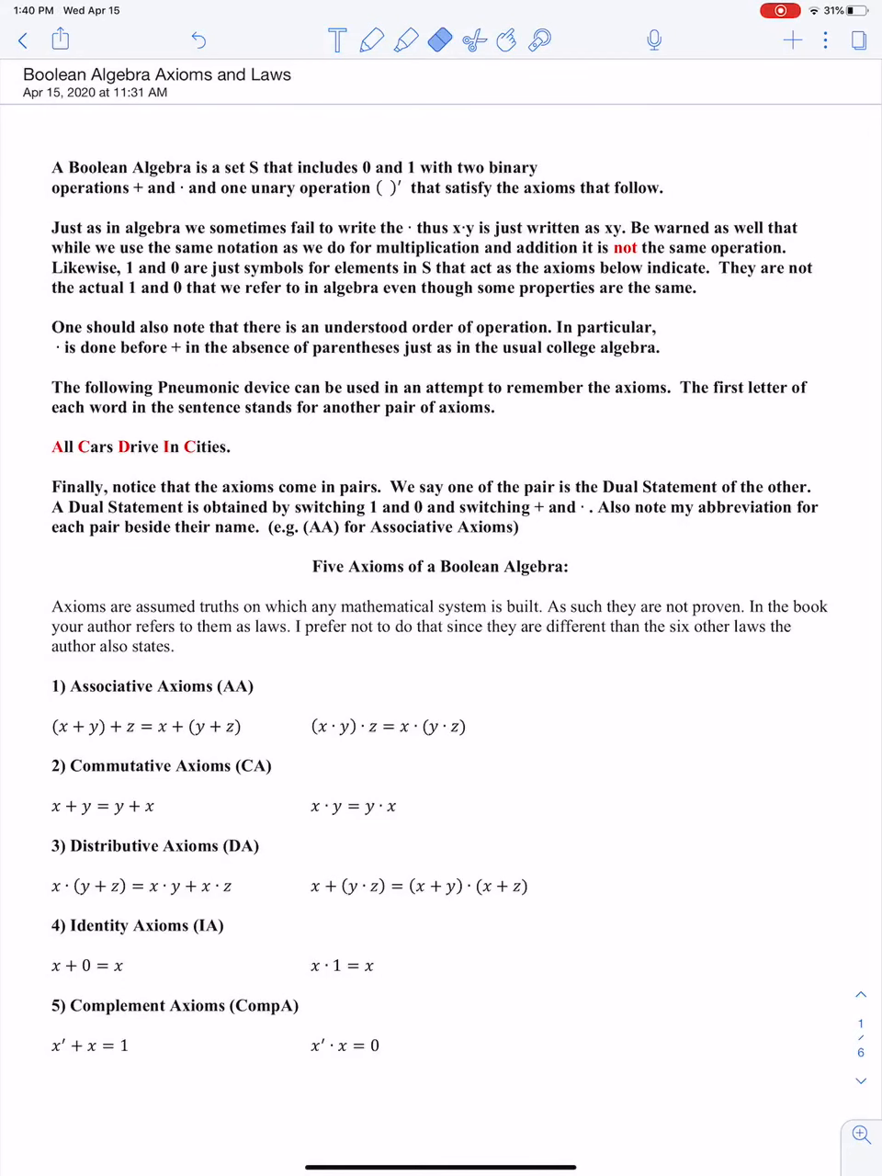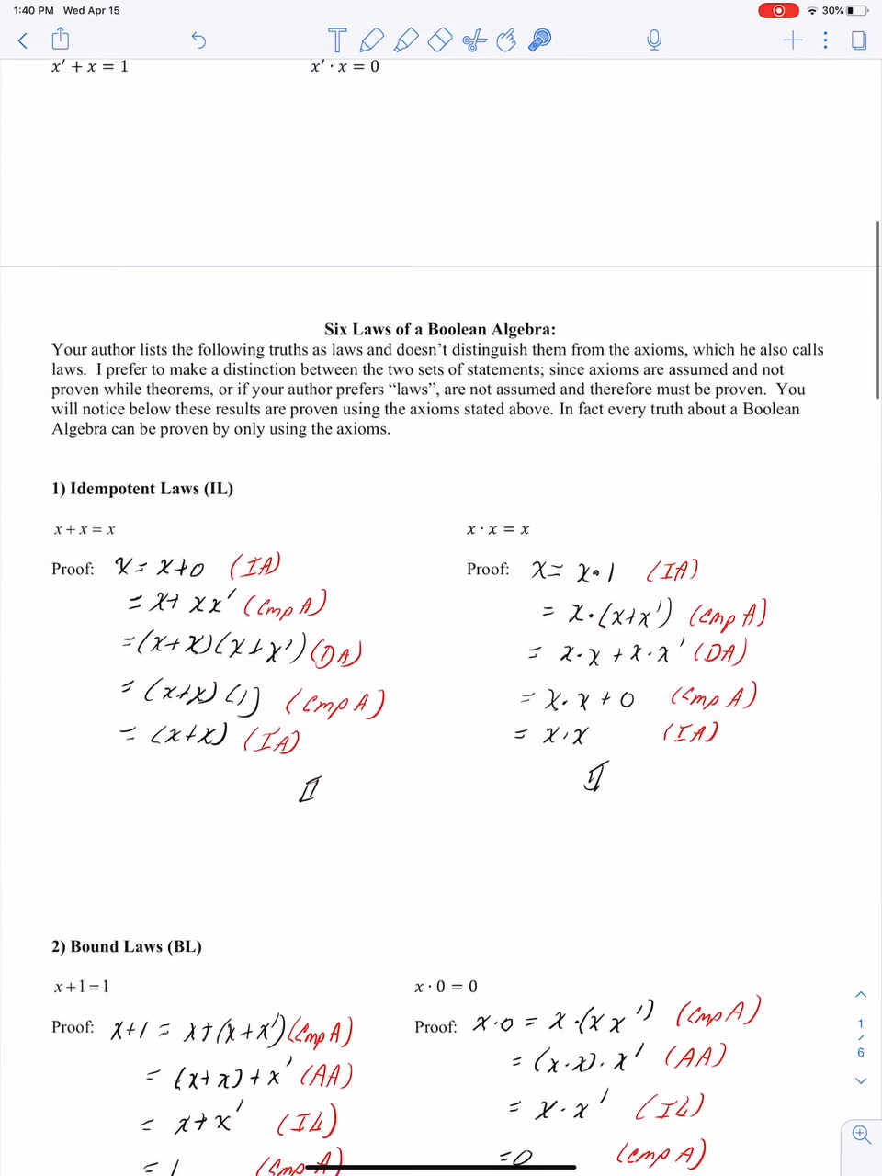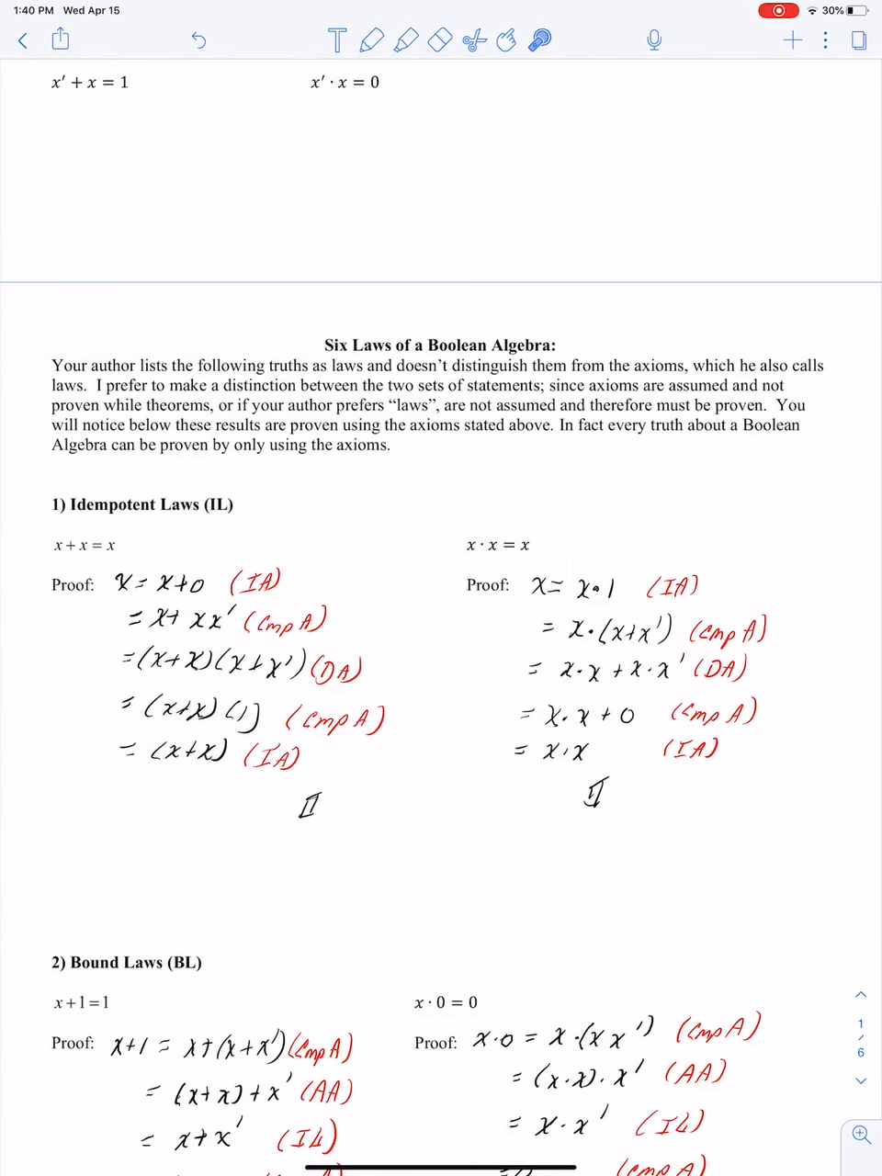Last time we introduced Boolean algebras, and we gave the five pairs of axioms that are assumed to be true. Today, what we're going to do is use those axioms to prove some theorems. And these are important theorems, so your author calls them laws.